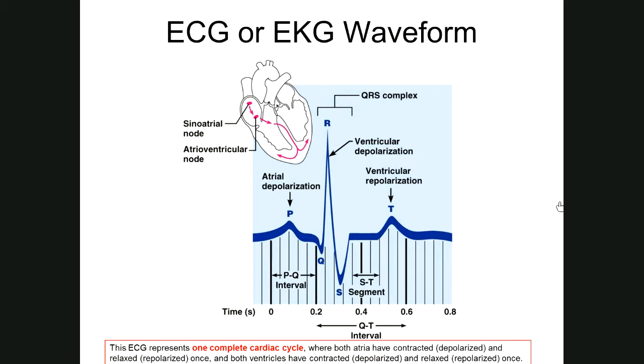Now, can you tell if a person has a heart murmur from an EKG waveform? Well, the answer is no, because a heart murmur is a leaky valve, and this is an electrical impulse here. So the answer is no, because those are leaky valves.